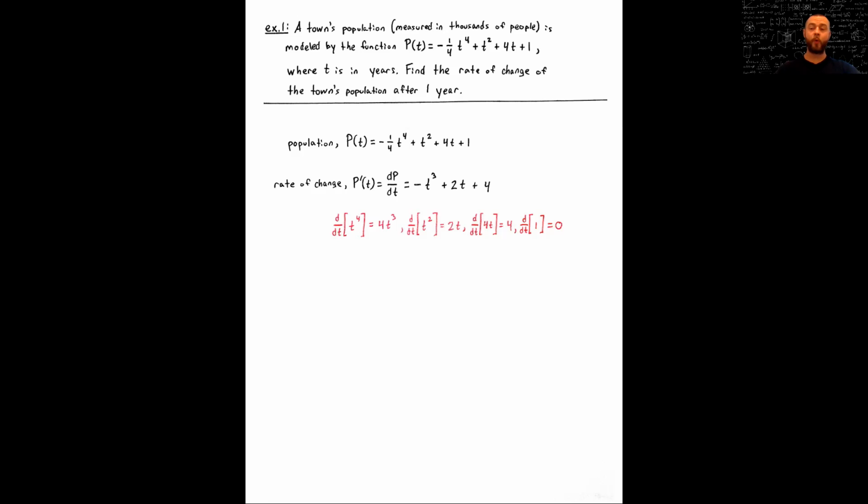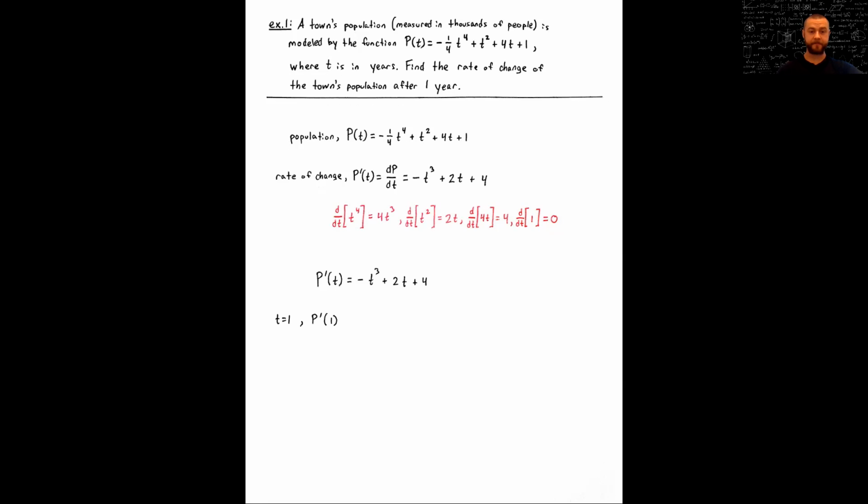The question, though, wants not what the derivative is by itself, but it wants a rate of change at a particular time value. So we're going to take our derivative, p prime, or dp over dt, and now we're going to evaluate it at 1 year. So we're just going to plug in t equals 1 to the derivative.